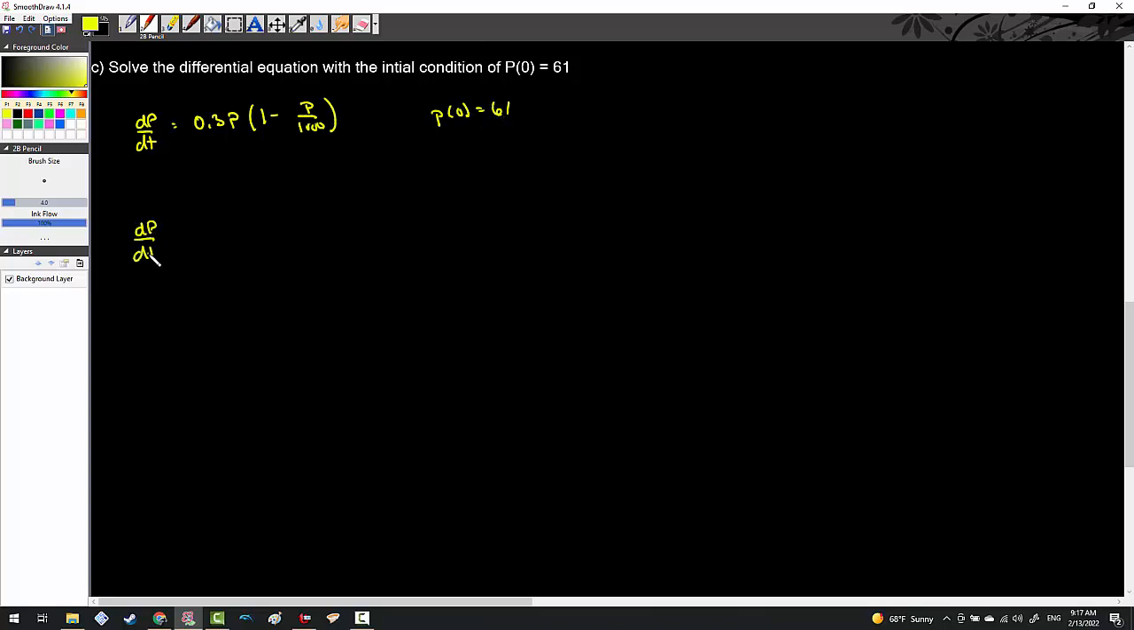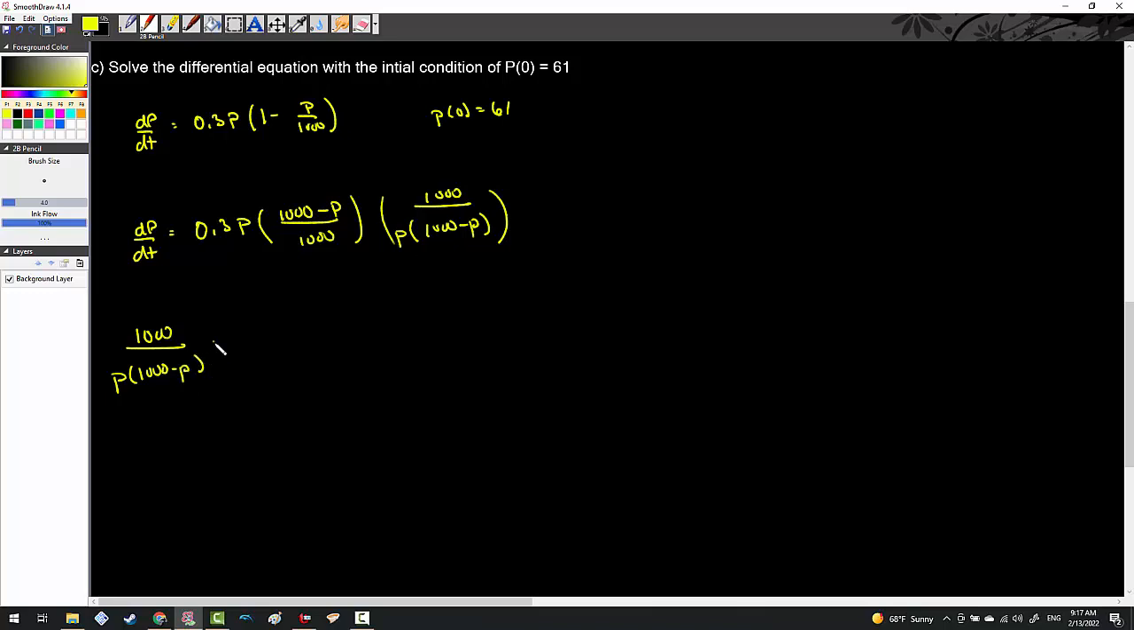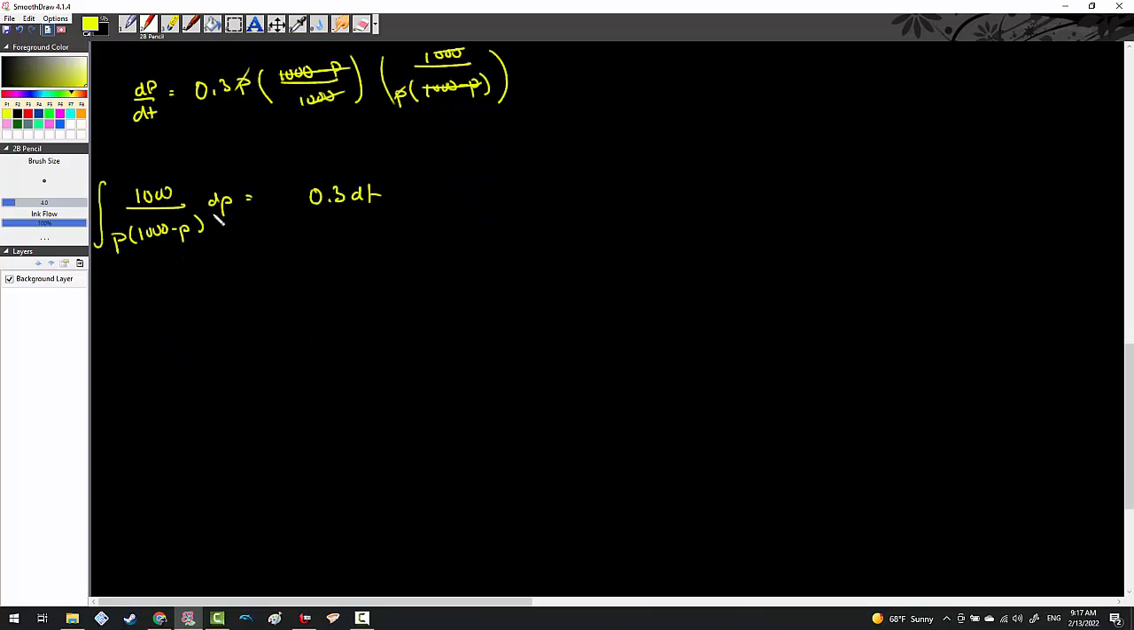So what I've got here is dP/dt equals 0.3P. I'm going to get common denominators here. It's going to be (1,000 minus P) over 1,000. So now I'm going to multiply both sides by 1,000 over P(1,000 minus P). So that's going to get me 1,000 over P(1,000 minus P) dP is equal to 0.3 dt. Again, this guy cancels this guy, these guys cancel, these guys cancel. So we're going to integrate both sides.